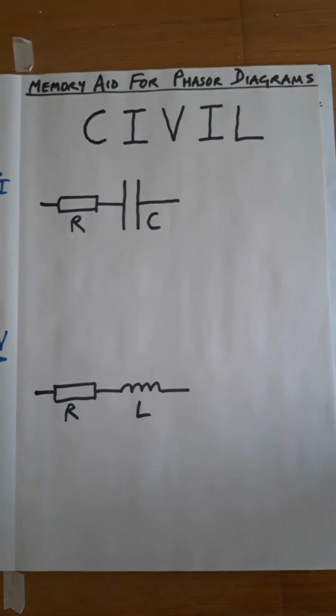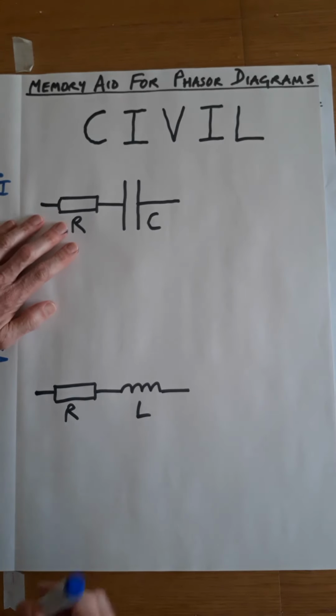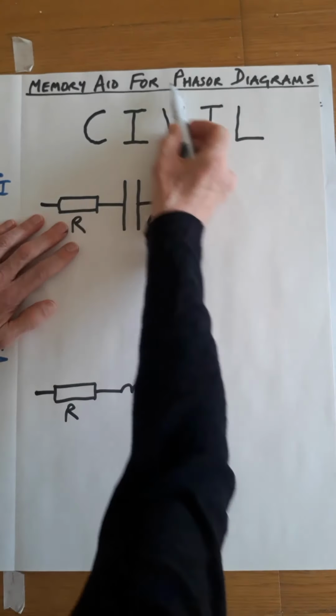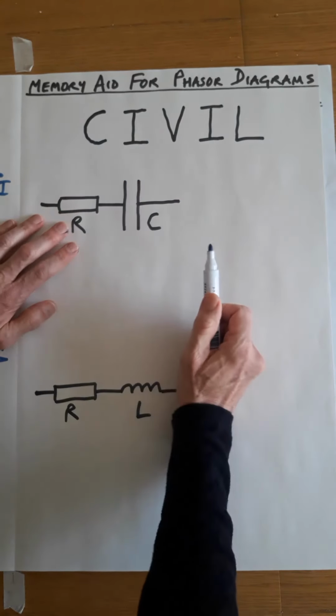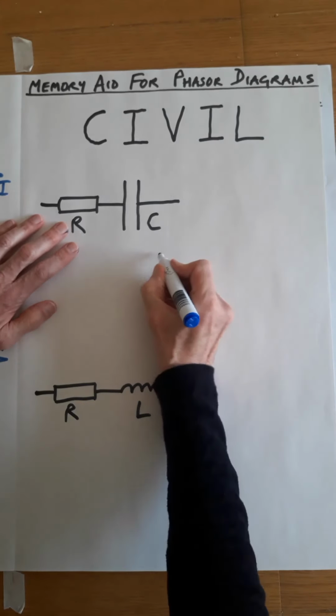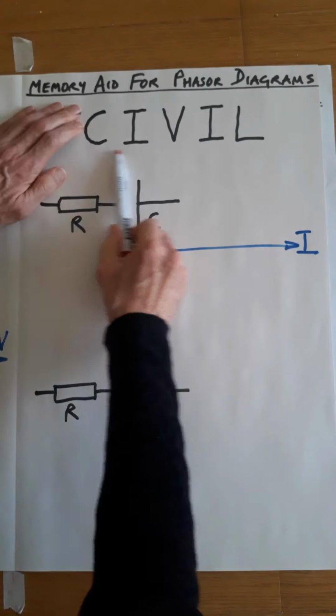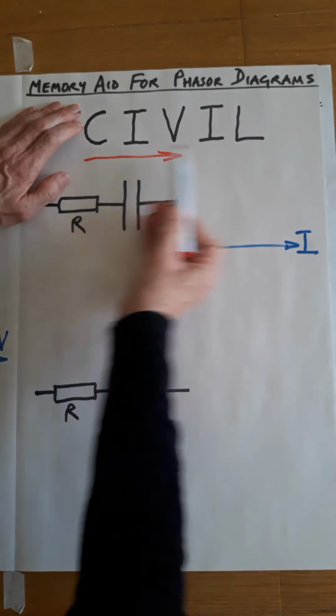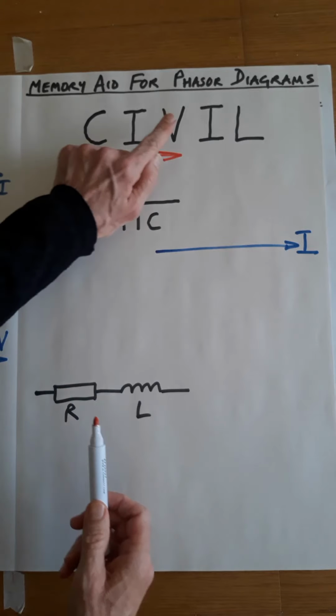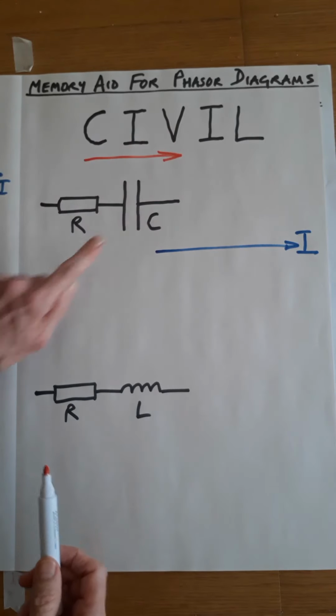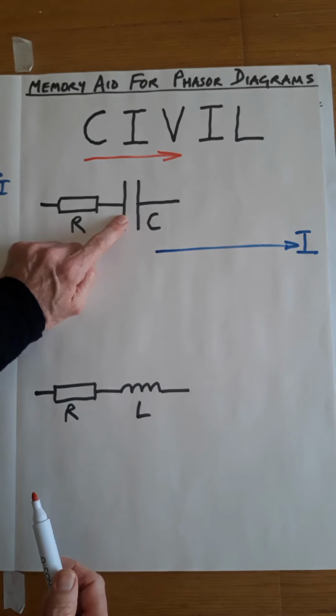So on to my second part. The word CIVIL is used in engineering, in electrical work, as a memory aid. This can help you when you're drawing your phasor diagrams. If we start with this one, this contains a capacitor, so we're going to use the first three letters where C is for capacitance. So current will be common, and if we read the first three letters, just going from left to right, in a capacitor, current comes before voltage. Okay, so that tells us what happens with the voltage across this.